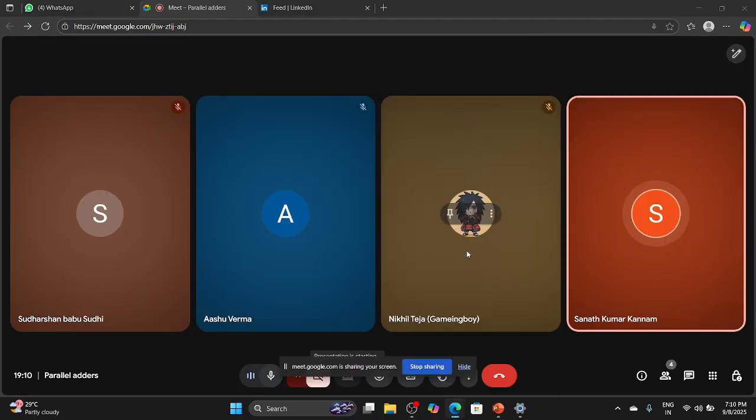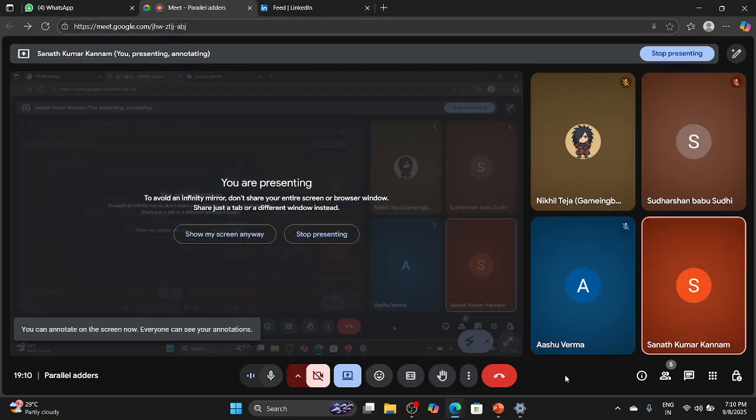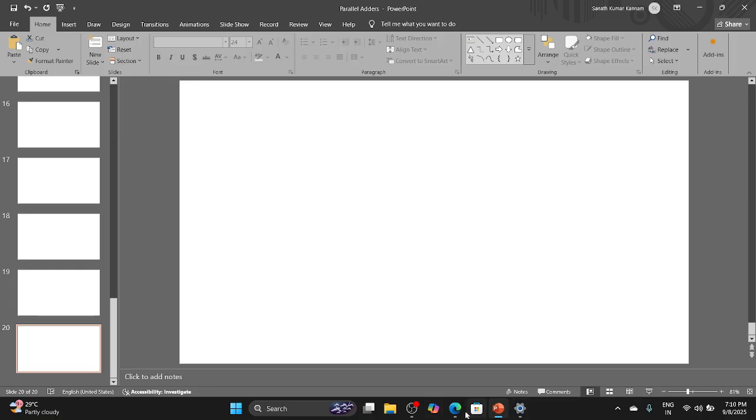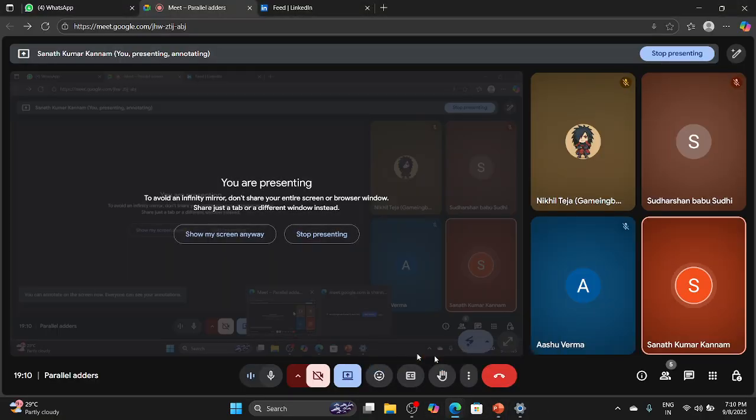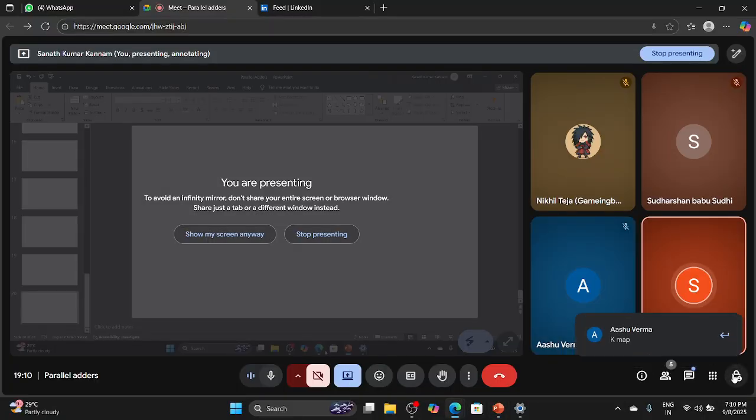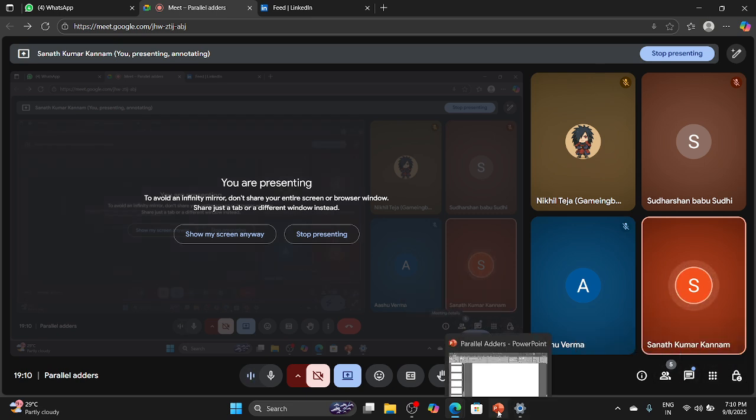In the last class we completed the adder circuits, the half adder and the full adder. Today we'll start something new. Only K map we completed.